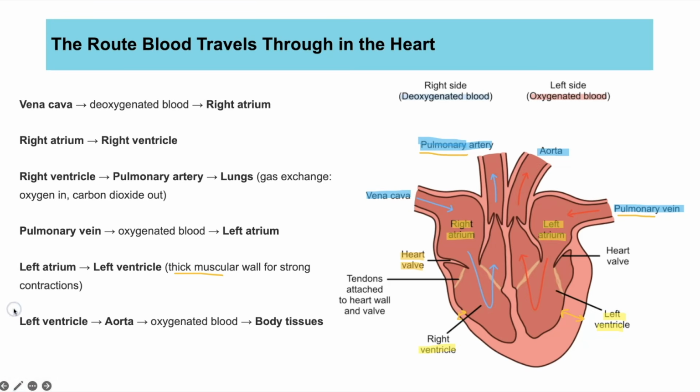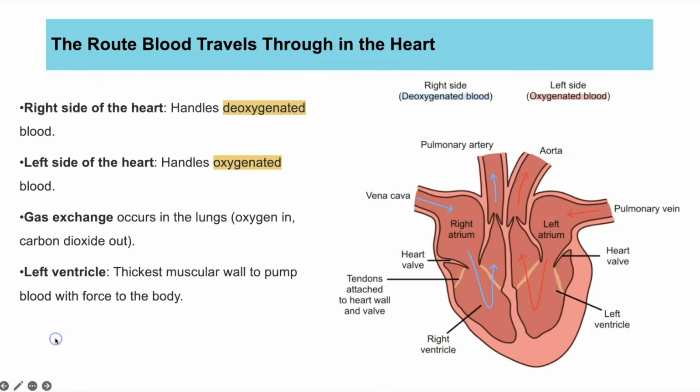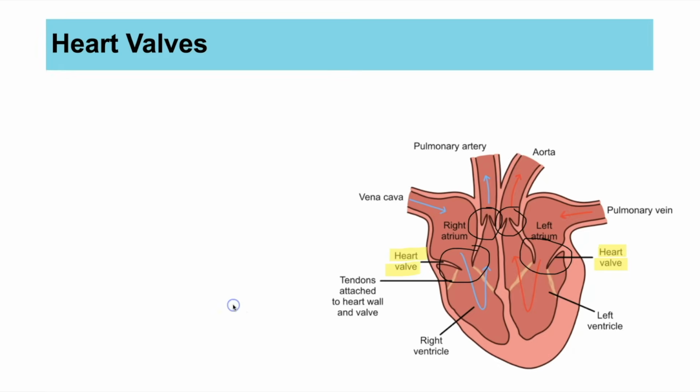So that is the structure of the heart, some of the details about it, and also the route that blood takes through the heart. So this information here is actually summarising some of the previous facts I'd already annotated on. So just to summarise those, the right side of the heart shown in blue is handling deoxygenated blood. The left side of the heart has oxygenated blood. Gas exchange, we're going to talk about in more detail when we get onto the lungs. That is happening in the lungs. And the left ventricle has the thickest muscular wall because it has to contract with more force to pump blood out of the heart at higher pressure so it can reach all of the body cells.